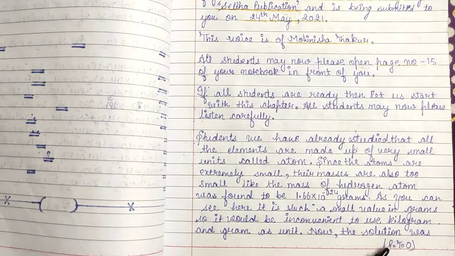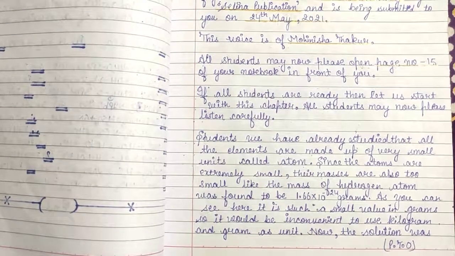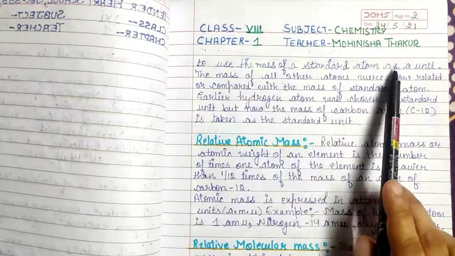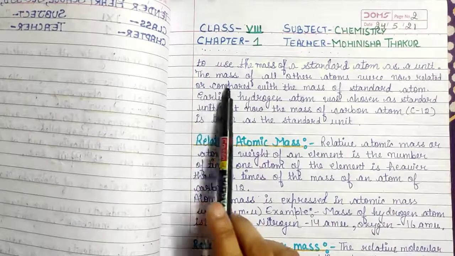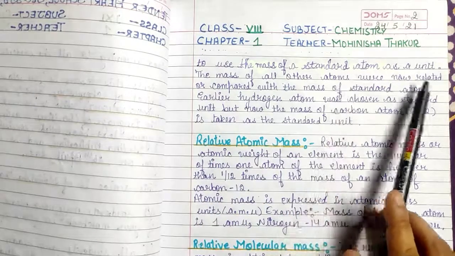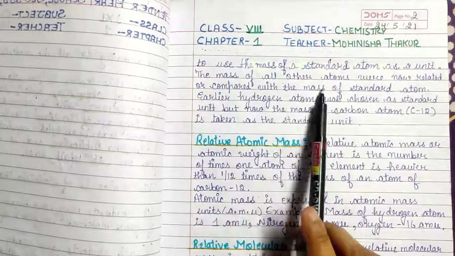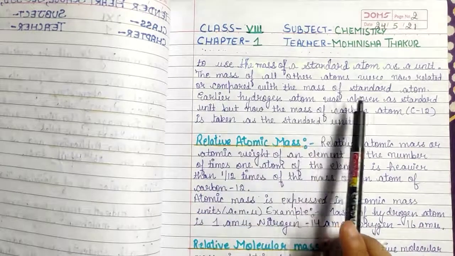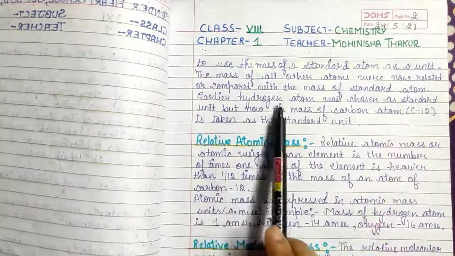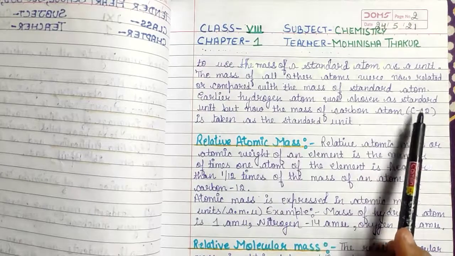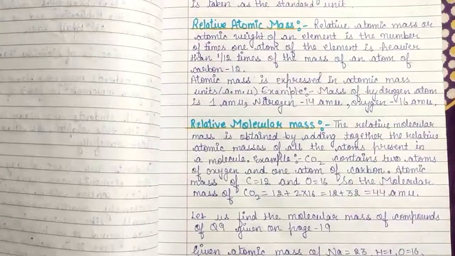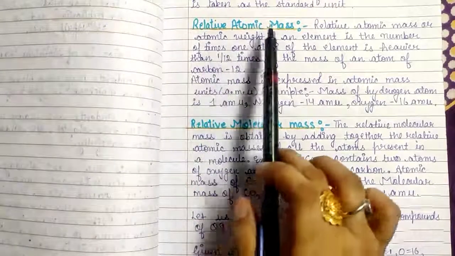Now the solution was to use the mass of a standard atom as a unit. The masses of all other atoms were now related or compared with the mass of the standard atom. Earlier, the hydrogen atom was chosen as the standard unit, but now the mass of the carbon atom, which is C12, is taken as the standard unit. Next, we will discuss the relative atomic mass.